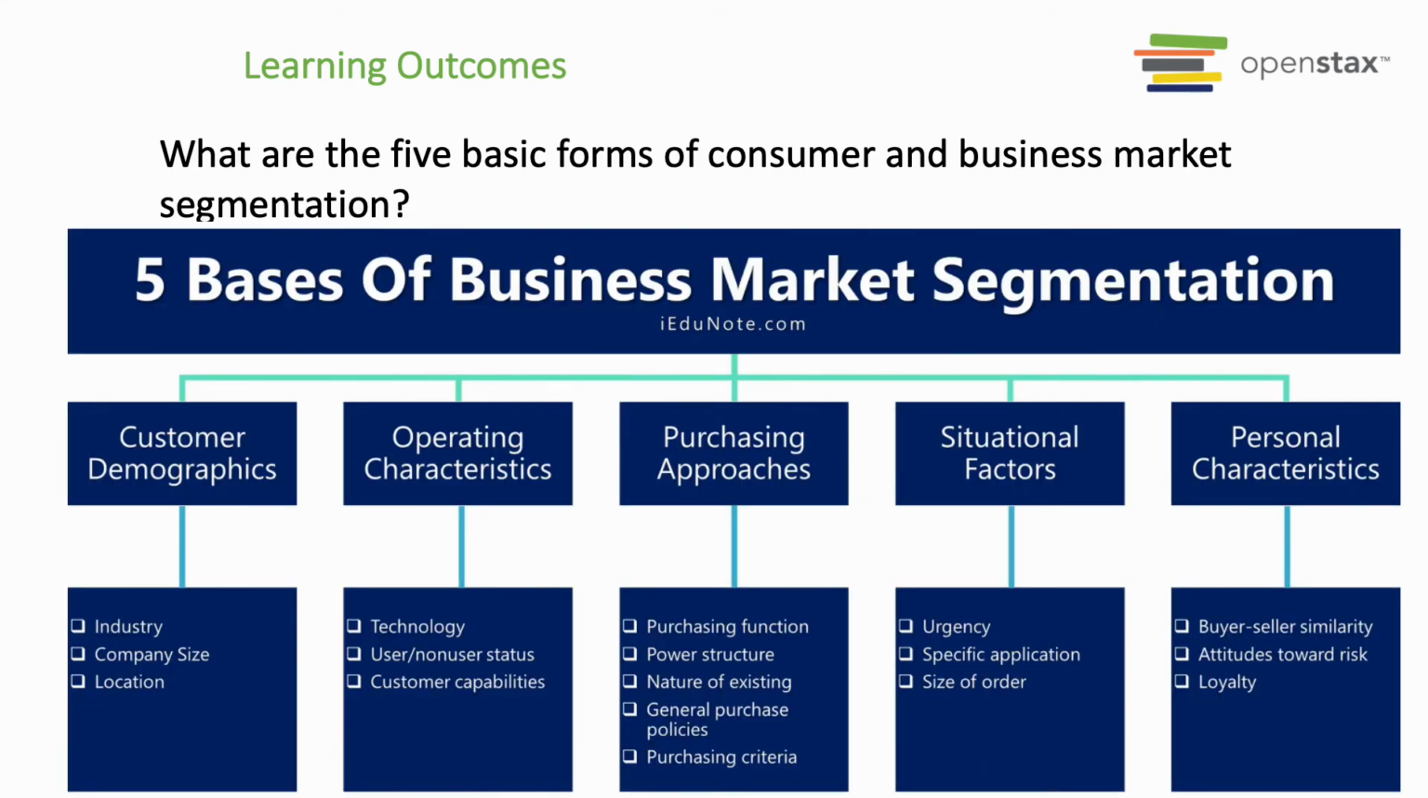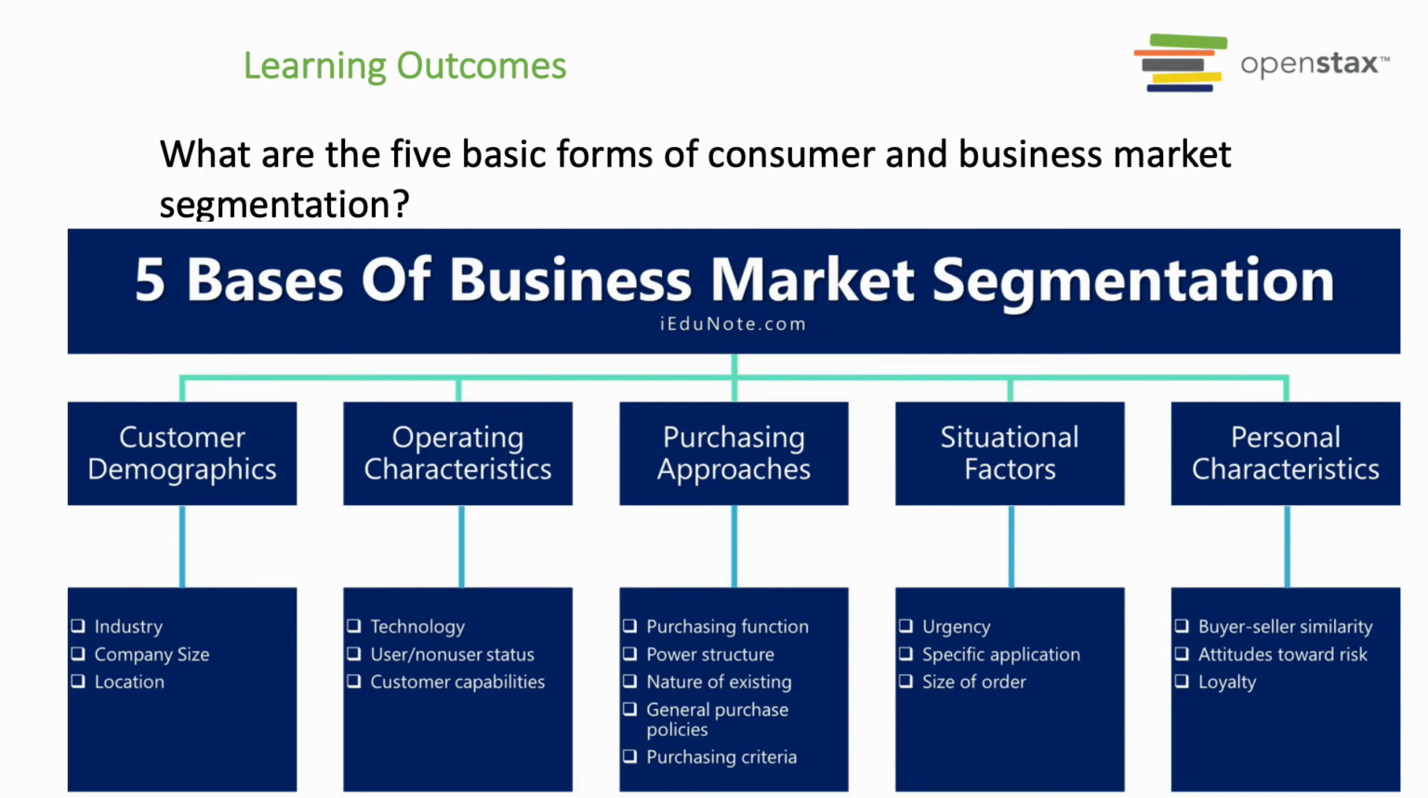Now, what are the 5 basic forms of consumer and business market segmentation? So here we have 5 bases of business market segmentation. One of them is the customer demographic. So we're looking into industry, the company size, and the location. The other one is operating characteristics. So is it based on the technology, based on the user or non-user status, or based on the customer capabilities?